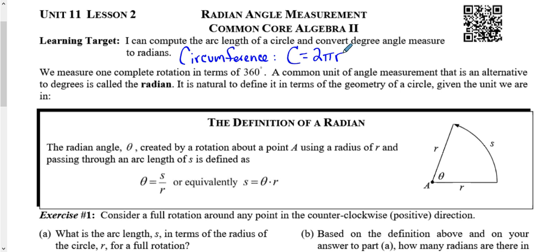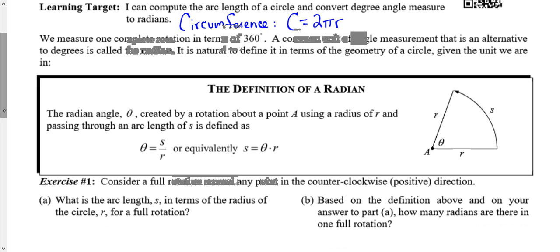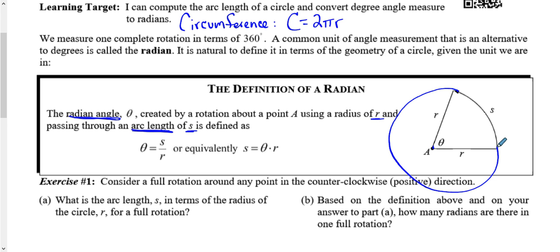Like an arc measure. And if you look down here, they're going to define a radian. So a radian angle, they're going to use theta. It's created by a rotation about point A using a radius r of the circle, okay? And the arc length, so not necessarily the full circumference, but an arc length S. If you look at the diagram, this thing could be a full circle, though it's a horrible, slack circle. But anyway, that S is just some part of the circumference. That's just called the arc length, okay?